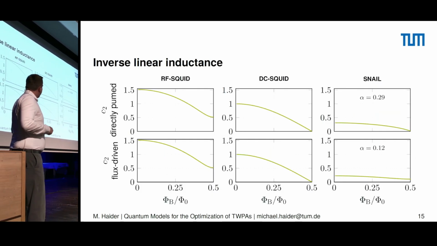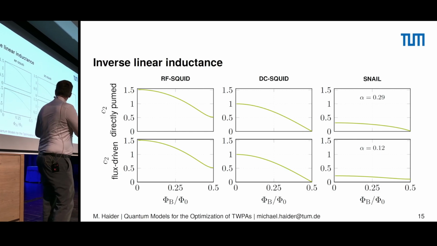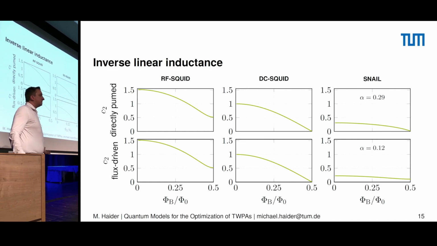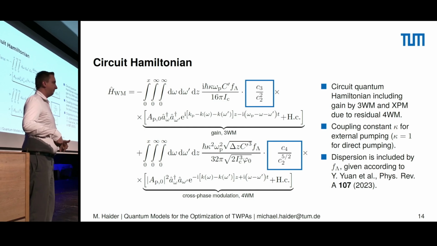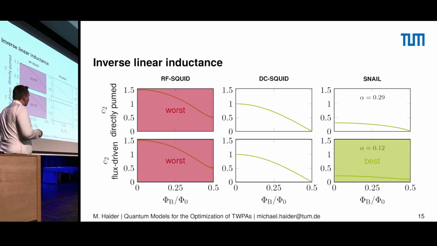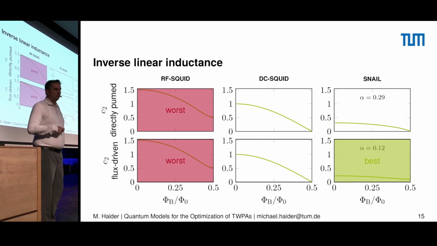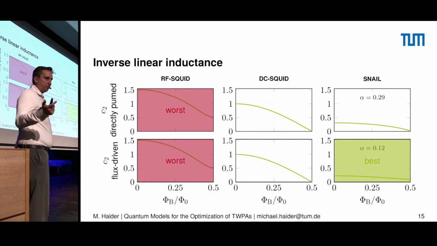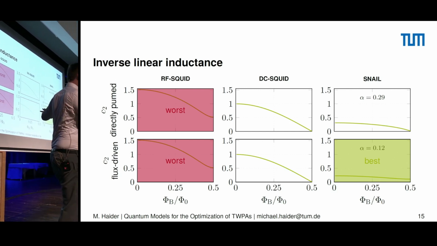What we also need to take into account, for all these devices, is the inverse linear inductance, the C2 coefficient. And if we look at that, we want to have this as small as possible because here it enters squared in the denominator. Right? And if we do that, then we actually find that the best device is the snail. According to these metrics, if we want a 3-wave mixing device, the flux-driven snail is the most promising.